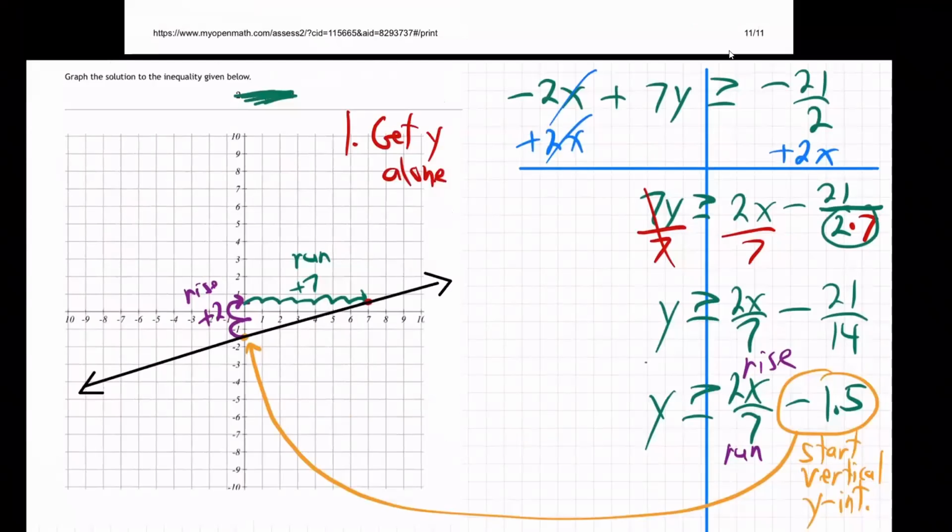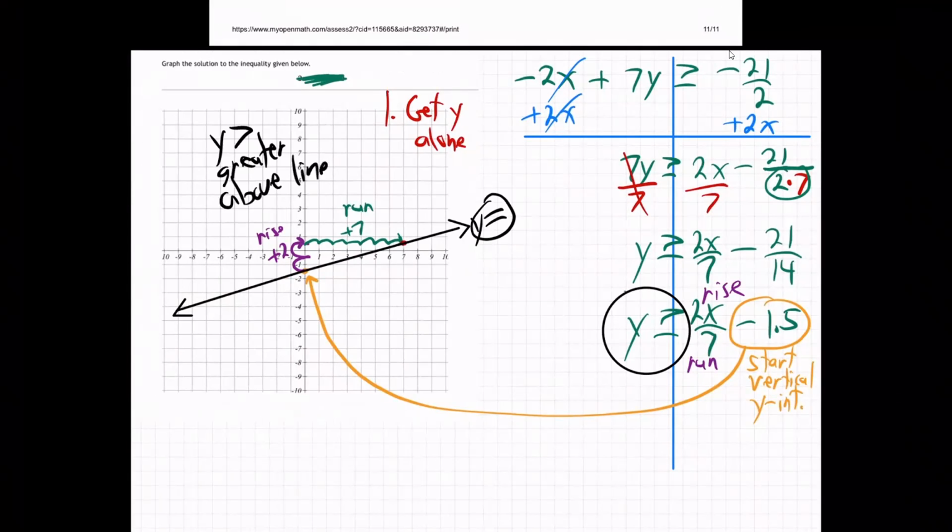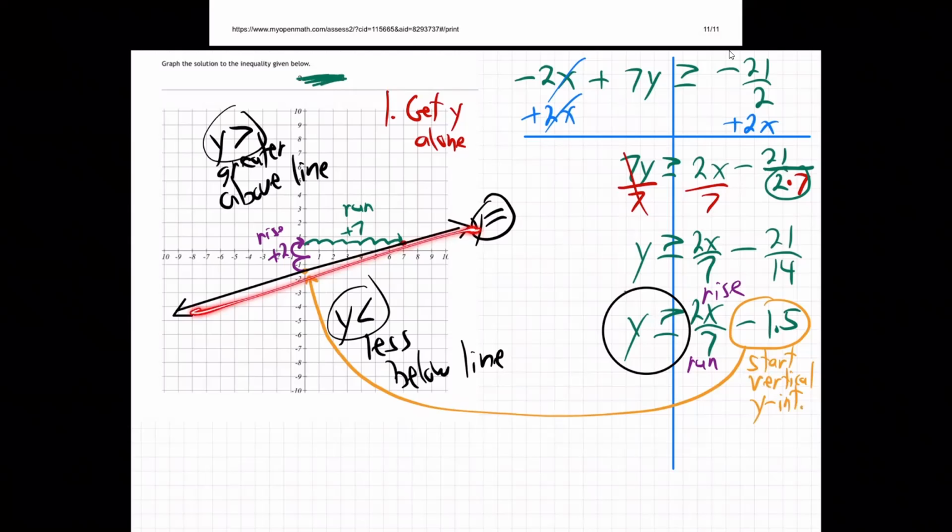Now, we got to do the shading. So this was Y greater than or equal to. So remember the 3 different locations. Y equals is right on the line. Y greater is above the line. And then down here, Y less is below the line, right? So there's 3 regions. There's right on the line, which is the equal stuff. Above the line is greater, below the line is less.